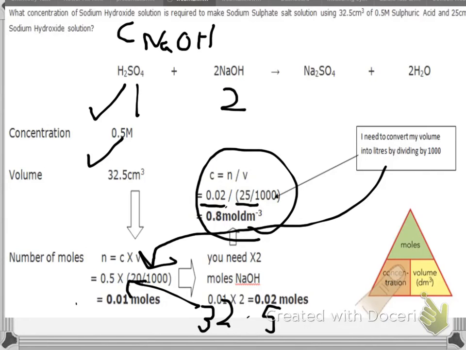Okay, so we can look at different examples and be able to predict how to calculate the concentration of a base if we know how much volume we've added. Okay, we can also work out how to calculate the number of moles by looking at the ratio of the balanced symbol equation.